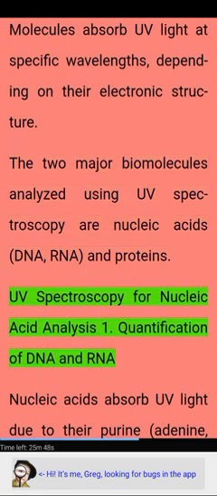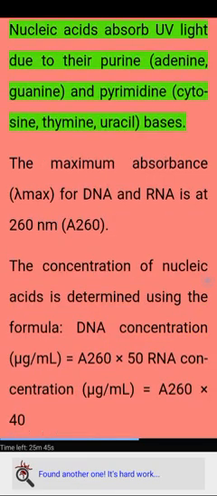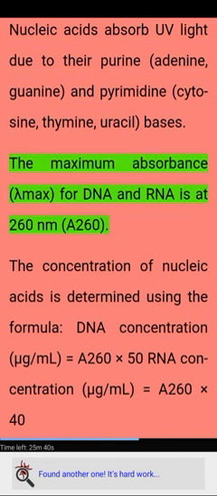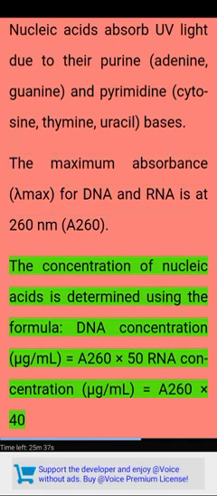UV spectroscopy for nucleic acid analysis. 1. Quantification of DNA and RNA. Nucleic acids absorb UV light due to their purine (adenine, guanine) and pyrimidine (cytosine, thymine, uracil) bases. The maximum absorbance, lambda max, for DNA and RNA is at 260 nanometers, A260. The concentration of nucleic acids is determined using the formula: DNA concentration in micrograms per milliliter equals A260 times 50. RNA concentration in micrograms per milliliter equals A260 times 40.